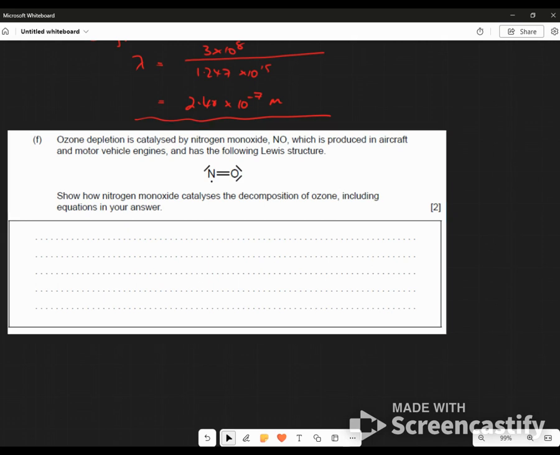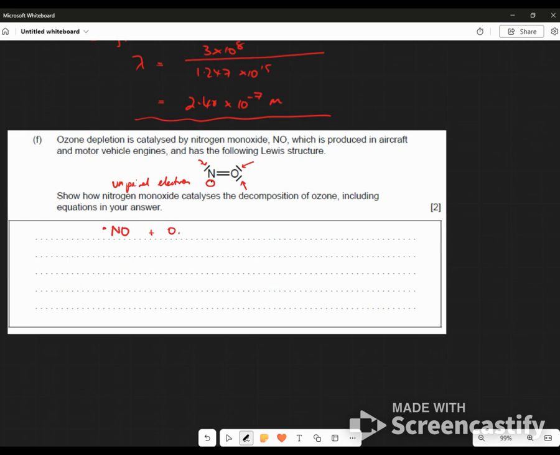Now, you've got to know this, I'm afraid, guys. So nitrogen monoxide is a free radical. These lines represent lone pairs, by the way. All right, that is a free radical. This is an unpaired electron, and that means it's a free radical. So we can write it like this.